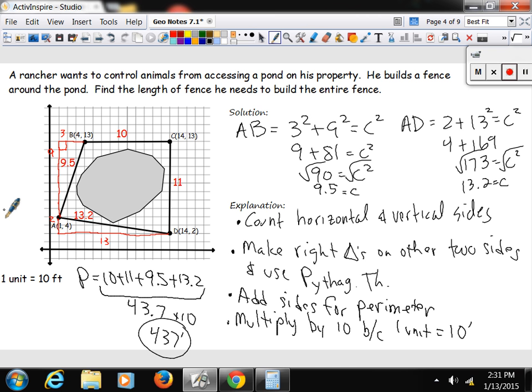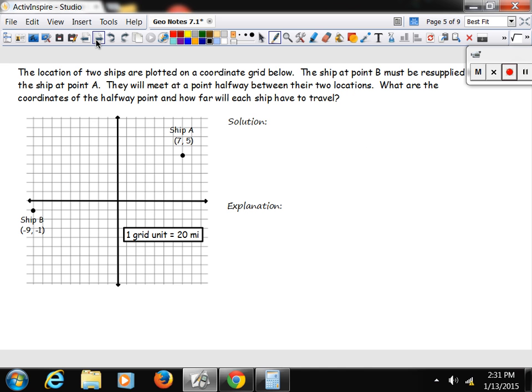And the next one, it says it's got two ships, ships A and ship B. Now ship B needs to be resupplied. Ship A is coming to meet ship B so that it can give them the supplies. They're going to meet at a point halfway between their locations.